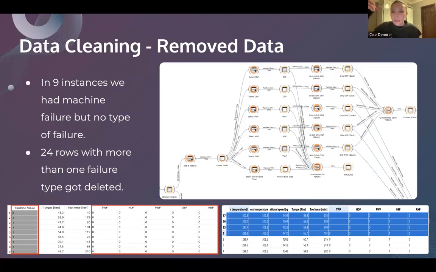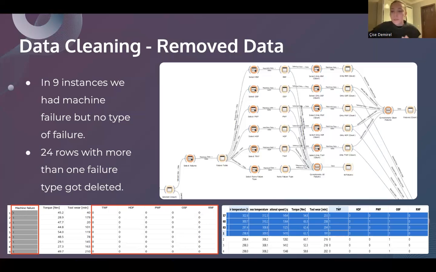I understand you. But in reality, do you know the domain? Do you have domain knowledge about this data set? Is it possible that a machine can fail for 4 types of failures or 5? I don't know. Is it possible in real life?